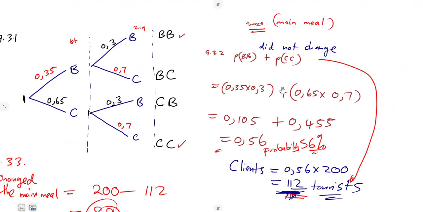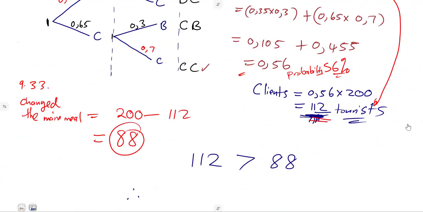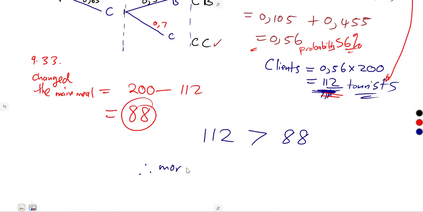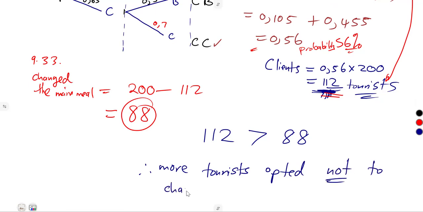So therefore, more tourists opted not to change. These ones did not change their choice of main meal during these 2 consecutive visits that they had.